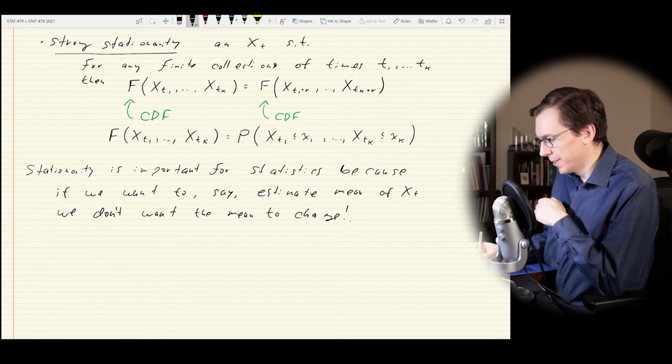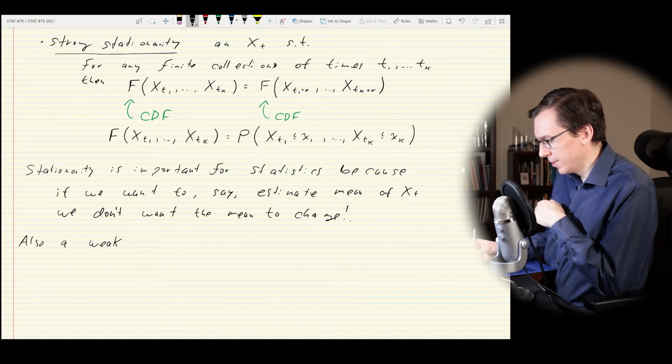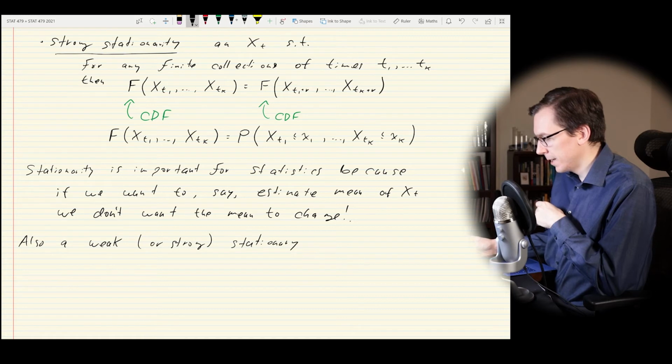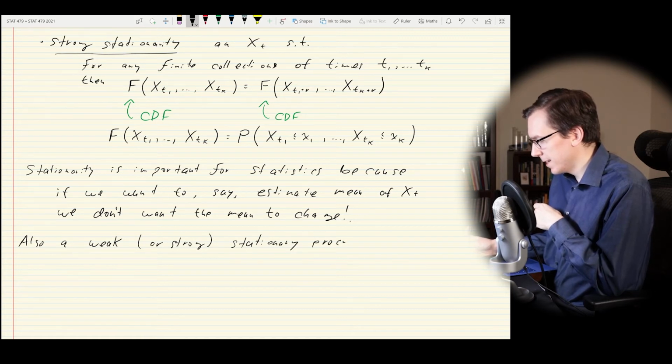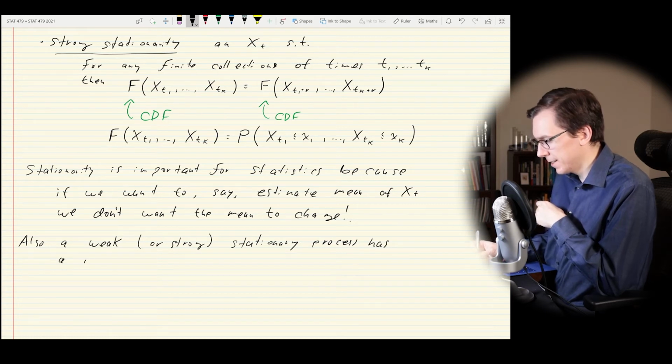So also, a weak, or strong for that matter, but specifically a weak or strong stationary process has a nice autocovariance. And what do I mean by that?